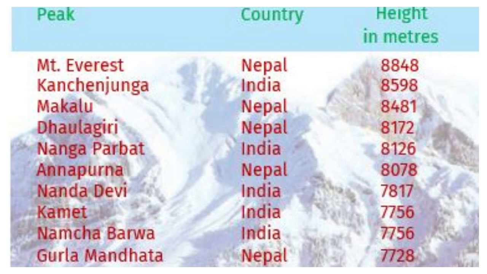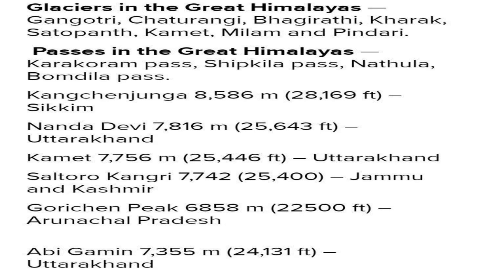And Nanda Devi, in India, 7,817. Kamet, in India, 7,756. Namcha Barwa, in India, 7,756. And Gurla Mandhata, in Nepal, 7,728. The folds of the Great Himalayas are asymmetrical in nature.